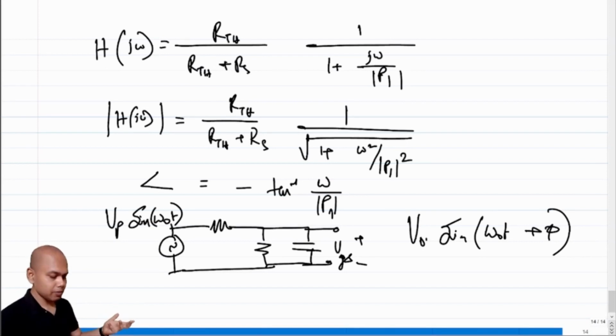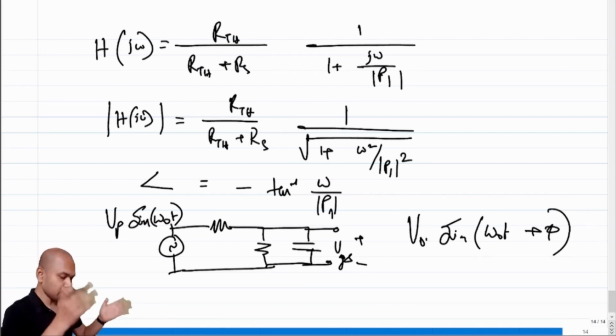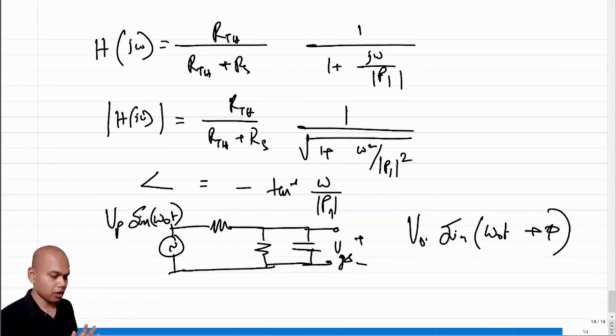It's a linear system. So if I apply a frequency of omega naught, I am going to see a frequency of omega naught, right? But what might change? The amplitude of the sinusoid might change and the phase of the sinusoid might change, right? These are the two possibilities. Given that we know the transfer function, what will be V naught and what will be phi?